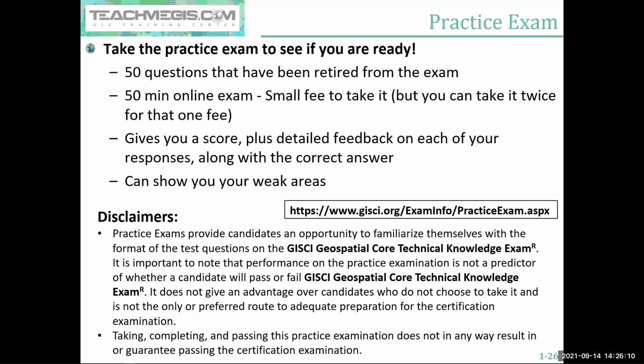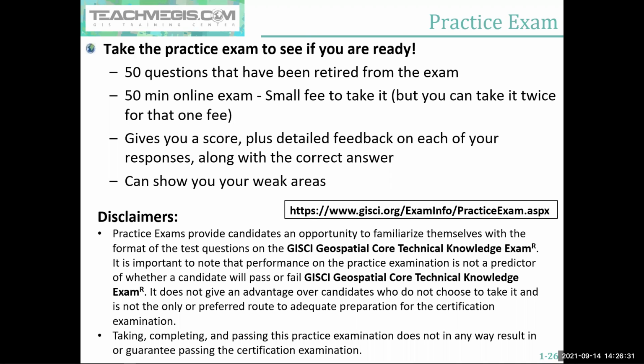And if you're taking this class, I'd wait. Don't take the practice exam yet. Take the class first, learn what's on it, learn the kind of things that are going to be on the exam, and then go take the practice exam. It gives you a score plus detailed feedback on each of your responses, along with the correct answer, so you'll know what you did wrong. It can show where your weak areas are.